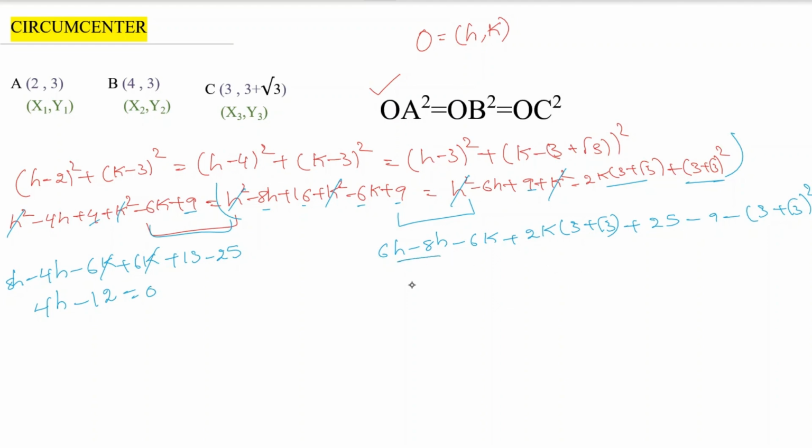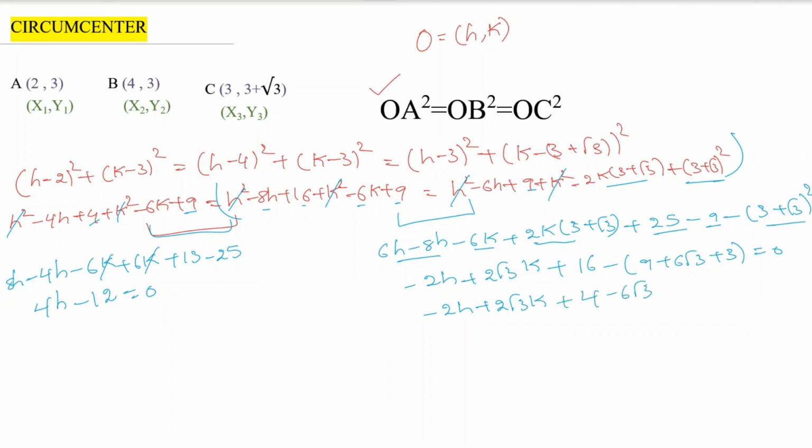Further simplify this, here it would be minus 2h. Here minus 6k plus 6k will get cancelled out, and then we have 2 root 3k. 25 minus 9, this will become plus 16 minus, expand this, that is like 9 plus 6 root 3 plus 3 equal to 0. This is minus 2h plus 2 root 3k. 9 plus 3 is 12. 16 minus 12 is 4. And then we have minus 6 root 3 equal to 0.